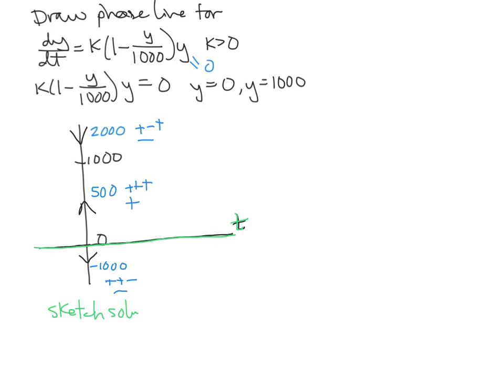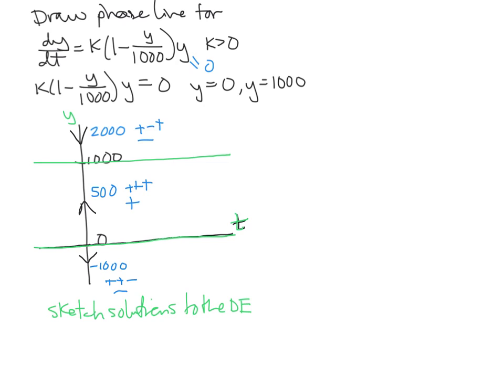So sketch solutions to the differential equation. Now, I know one solution is 0. I know another solution is 1,000. And so if this, say, up here is my y-axis, then when y is equal to 1,000, that's the solution no matter what.